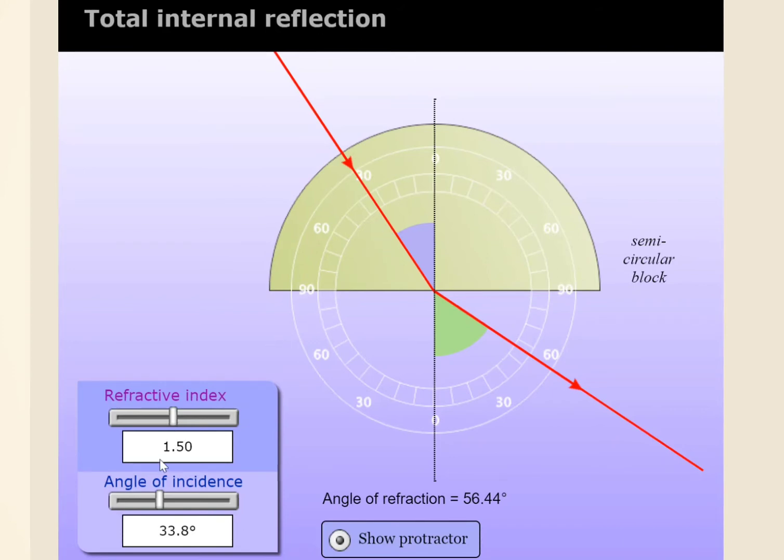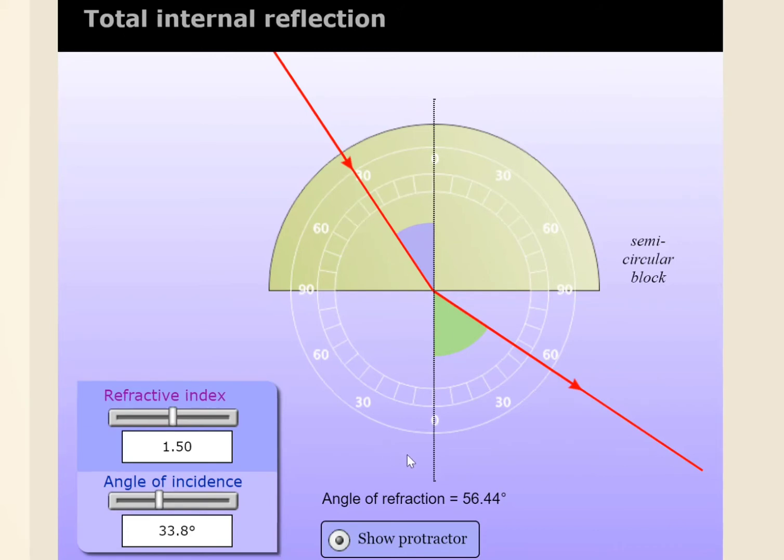Now, I choose the refractive index as 1.50. Now make the incident angle around, I'll choose this one, around 33.8 degrees. So what we have now is just the phenomenon of refraction. So incident, so this refracts.